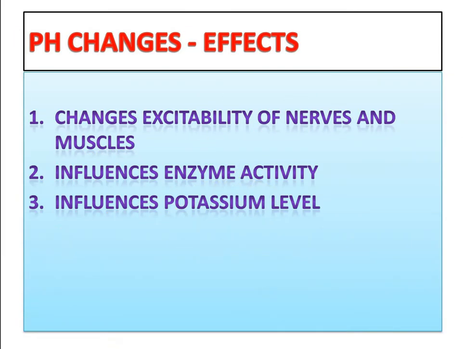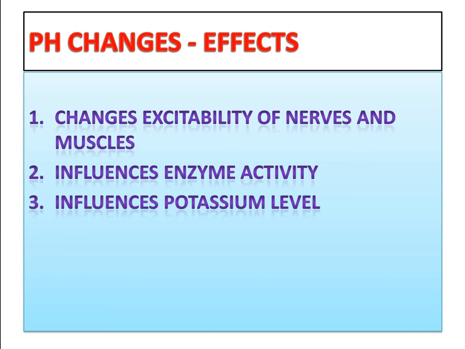Okay, so we can go to what are the effects of pH changes. It causes changes in the excitability of the nerves and muscles. It means what? When pH decreases, excitability of the nerves and muscles will decrease. When pH increases, that leads to what? Increased excitability. That influences enzyme activity, that I explained. In case of vomiting, what happened? That influences potassium level.